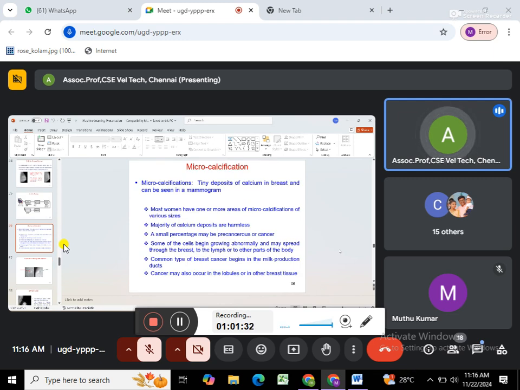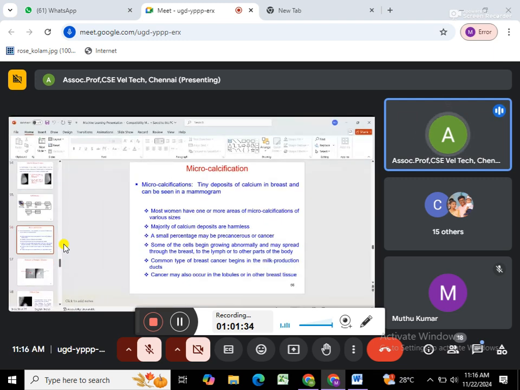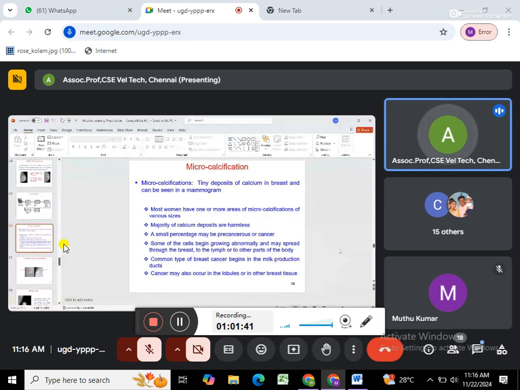So microcalcification with respect to the breast cancer method: most of the calcium deposits will be seen in the mammography. Tiny deposits of calcium in the breast image can be seen in mammography. The majority of calcium deposits are harmless, but if a small percentage may be precancerous or cancer, we need to identify those, where the cells begin abnormally and may spread throughout the breast, right?